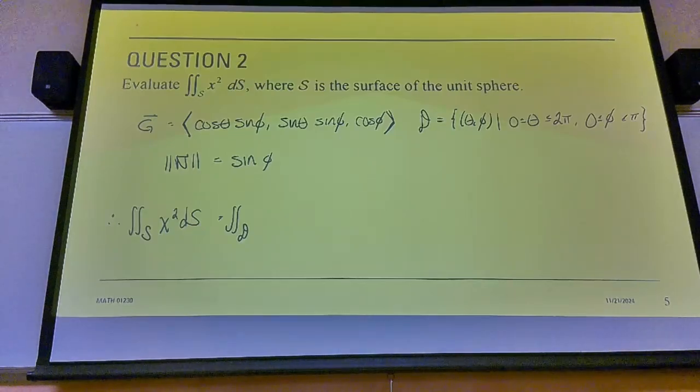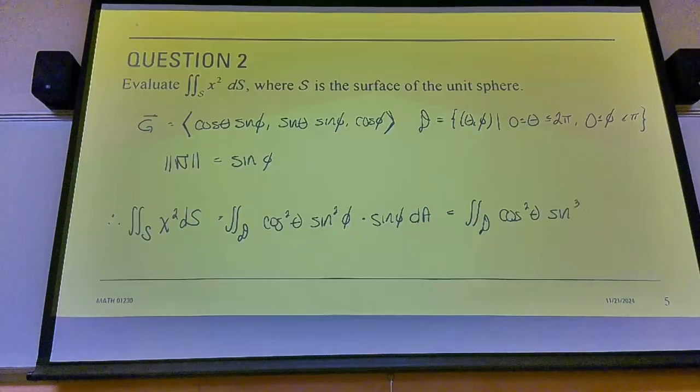Double integral over D. Integrand evaluated along G. What do you get? Cosine squared theta sine squared phi, times the magnitude of the normal vector, dA. This is what we're integrating. What order do you want to do? Theta then phi.